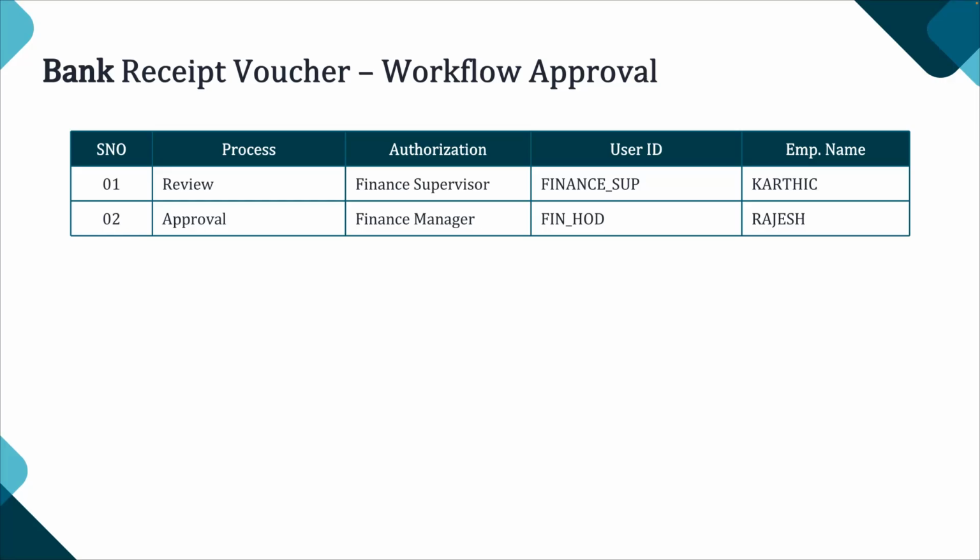This slide shows the bank receipt voucher workflow approval process, which consists of two-level, reviewing and approving. First, after entries are made by the creator, the document will be forwarded to the supervisor. Once the supervisor has reviewed the document, it will be forwarded to the manager, who has the authority to approve it. The manager will then review and approve the document. This is how the workflow functions.